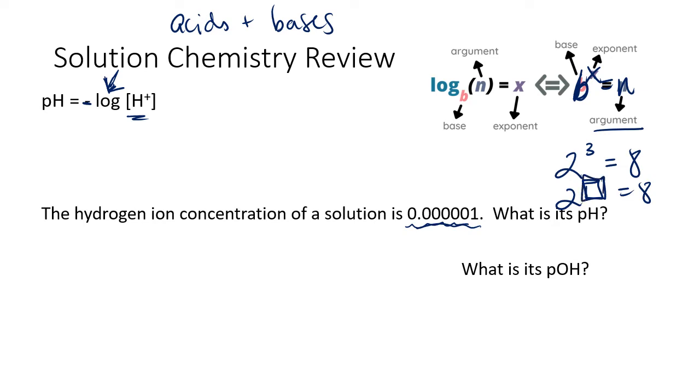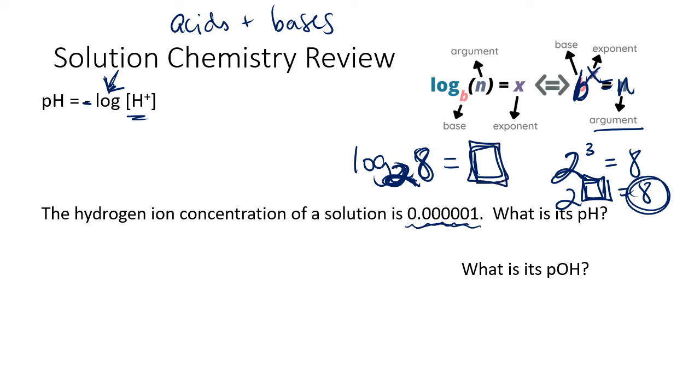But instead of writing it like this with a little square where the exponent is, what we do is we say log base 2 of my argument equals what's the exponent. So 2 to what power is equal to 8? And the answer is 3 because my exponent is 3.